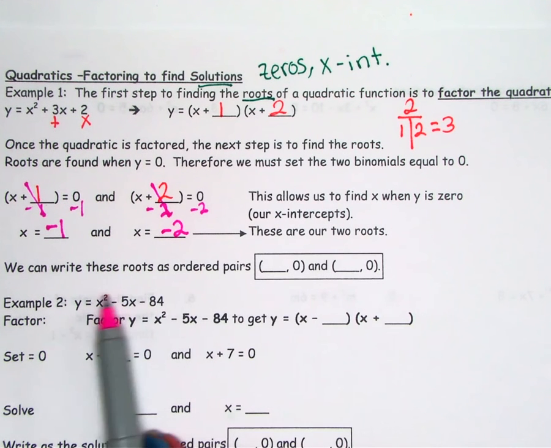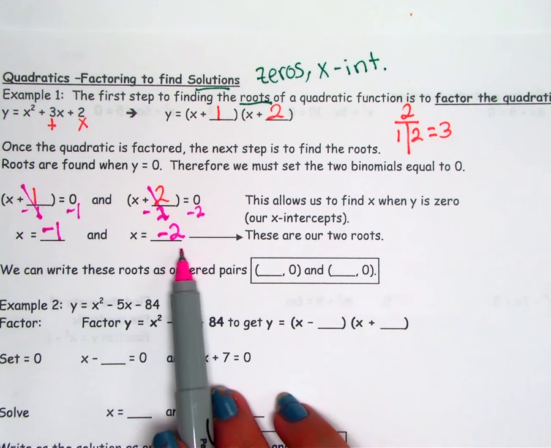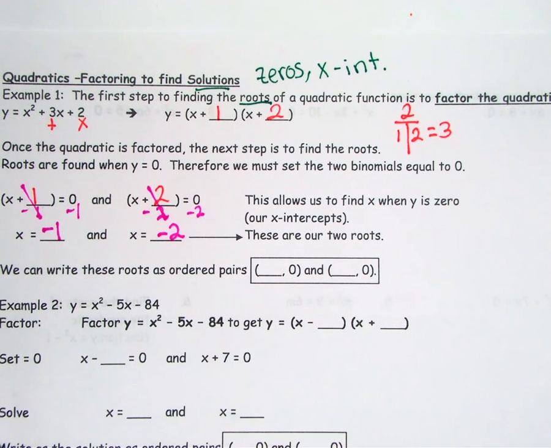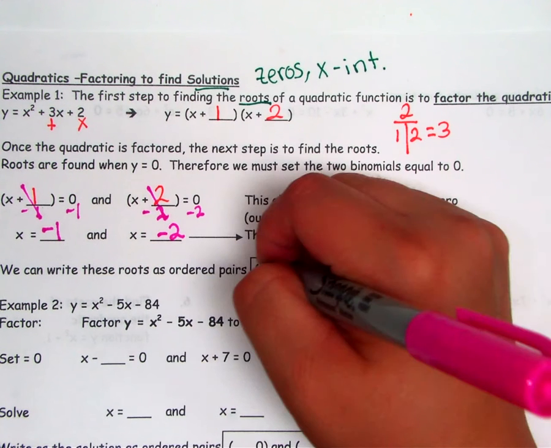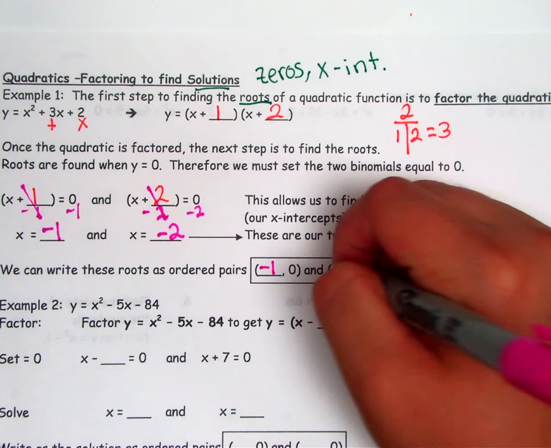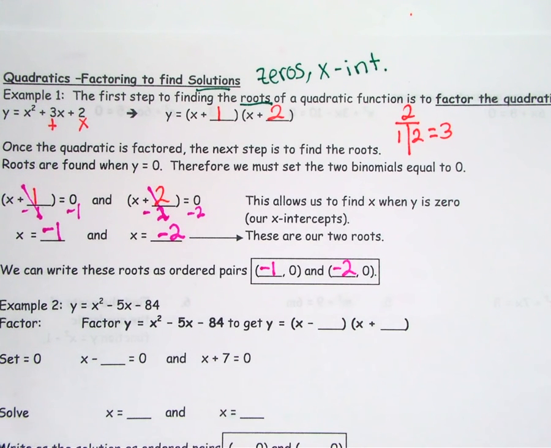Now, when we write these roots, we can also write it as an ordered pair. There's nothing wrong with leaving it like this. But we can also write it as an ordered pair. And all we do is we just take these numbers that we got here and write them. Now remember, we're talking about an x-intercept. So your y will always be 0.